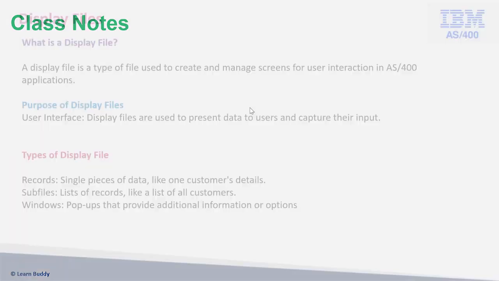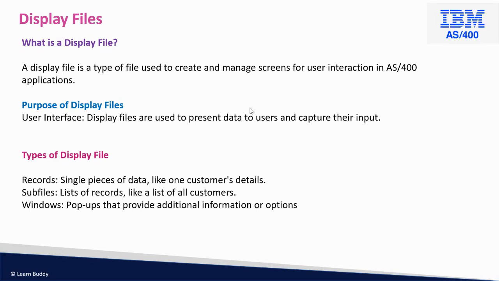Now let's get into the topic. So what is a display file? As we discussed just now, a display file is a type of file used to create and manage screens. The screens are required for user interaction in the AS400 application. For example, if an application like HSBC or HDFC is designed in the AS400, and the user wants to interact with it, they have to design some screens. Those are called display files.